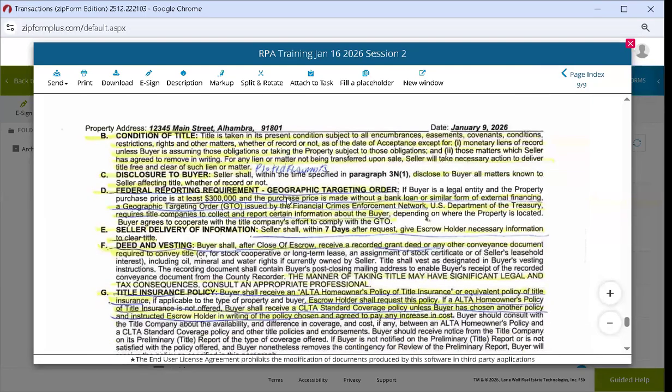So I won't go too much into this federal reporting requirement, the geographic targeting order. If the purchase price is at least 300 and made in cash, without a bank loan or similar form of external financing, then there is a requirement by title to report certain information about the buyer to the U.S. Department of Treasury.